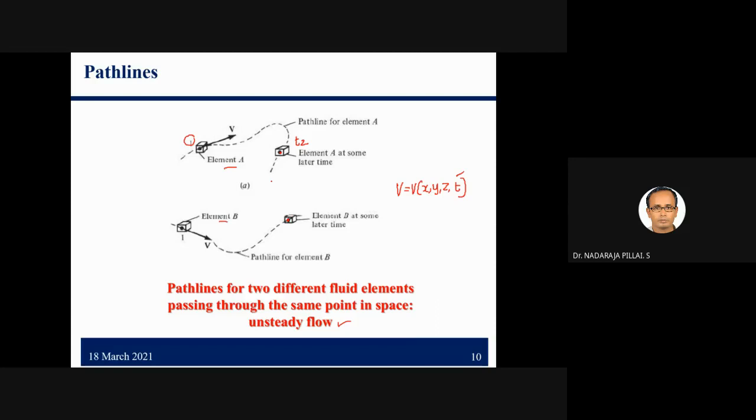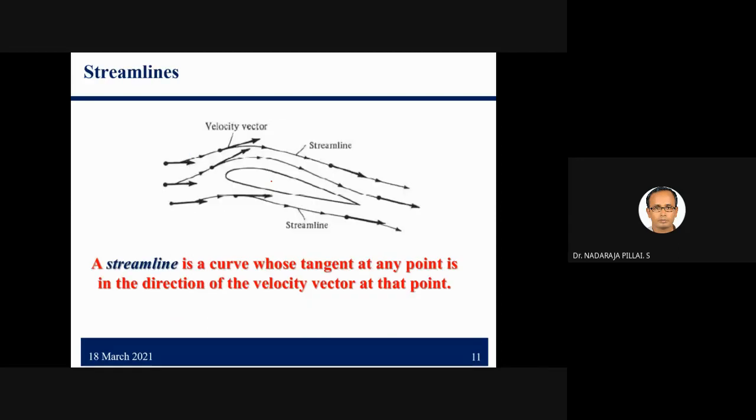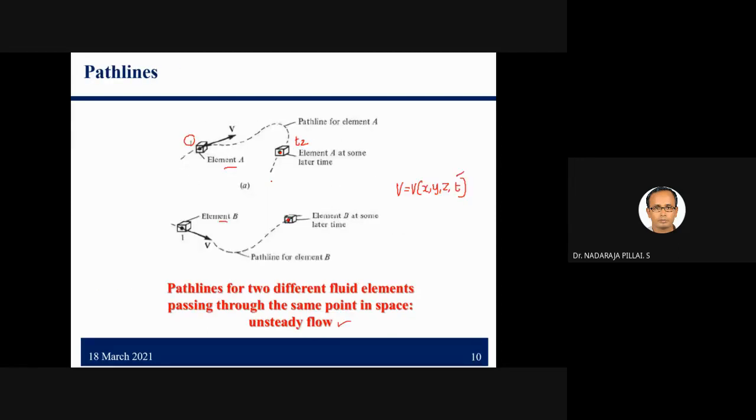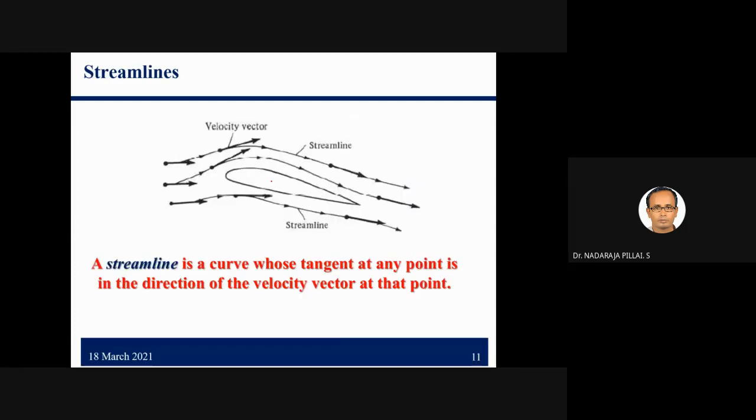Okay. Now, we can have the definition. So this is the path line. Then we need to go to the streamline. What is streamline? So this is an airfoil, and there is a fluid flow.